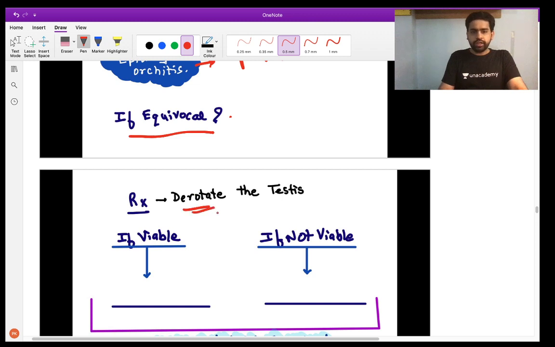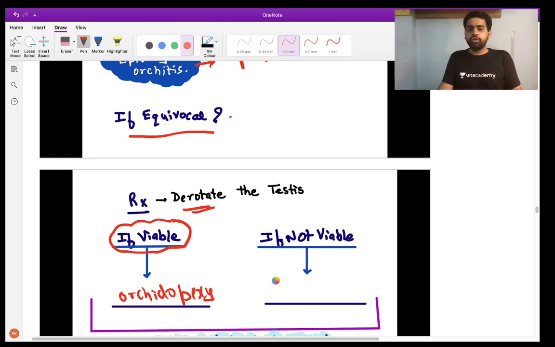You have to derotate the testes, and then you have to see whether the testes is viable or not. If the testes is viable, go for orchidopexy. If the testes is not viable, then what you go for? You go for orchidectomy. Okay, so if the testes is not viable, you go for orchidectomy.